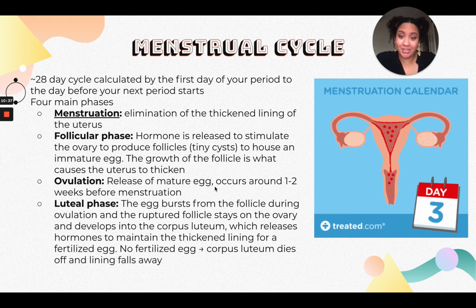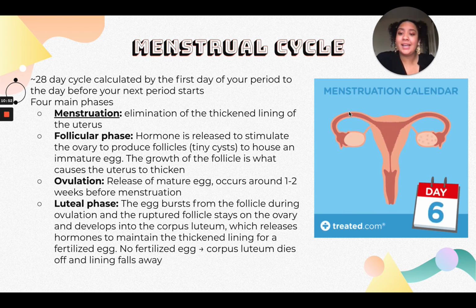Next is ovulation. That's the release of a mature egg. So the egg is fully developed. It occurs around 1 to 2 weeks before menstruation. So it releases from the ovaries and goes down to the fallopian tubes.